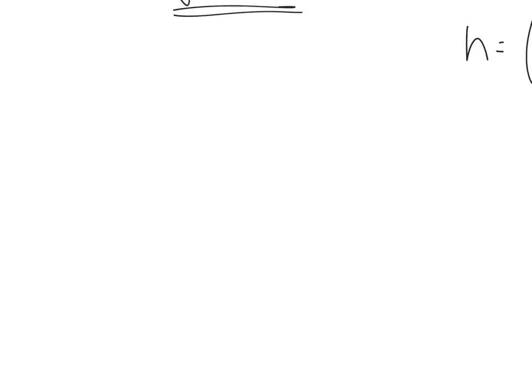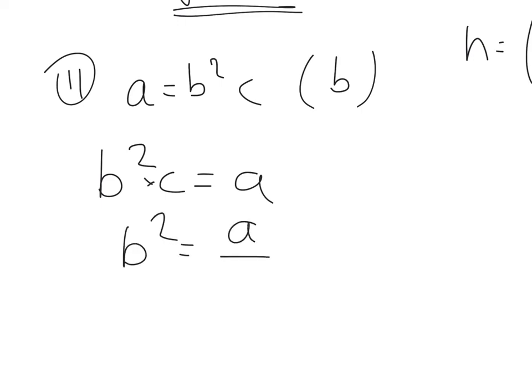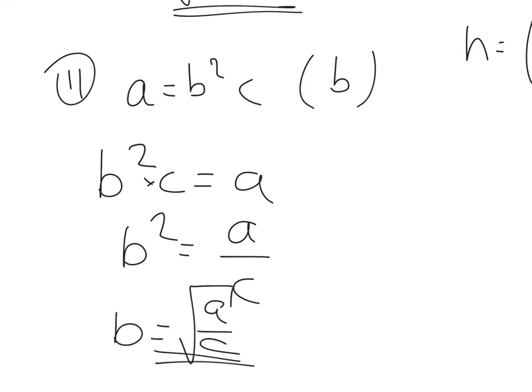Example 11. A equals B squared C. Change the subject to B. B squared C equals A. I get rid of a times C by dividing by C, so it's B squared equals A divided by C. I get rid of a square by taking the square root, and B equals the square root of A over C.